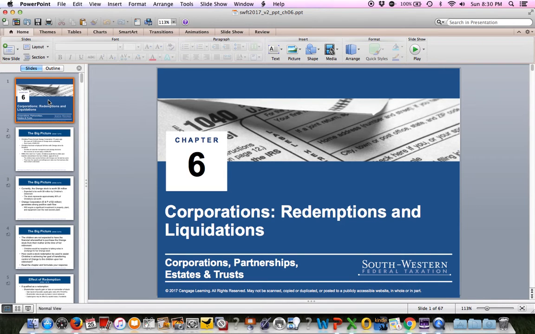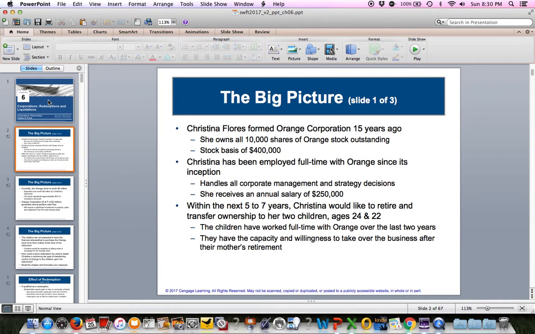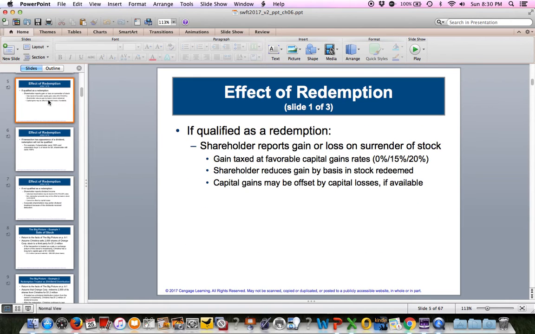Let's talk about Chapter 6. Chapter 6 deals with redemptions and liquidations of stocks of corporations. I'm skipping the big picture stuff when I do these, just FYI, so I'm just going to scroll past those and then talk about what a redemption is.